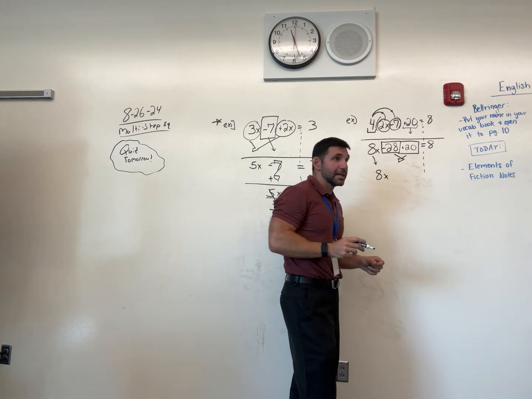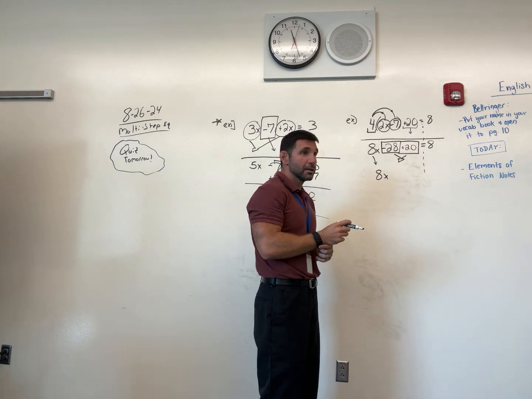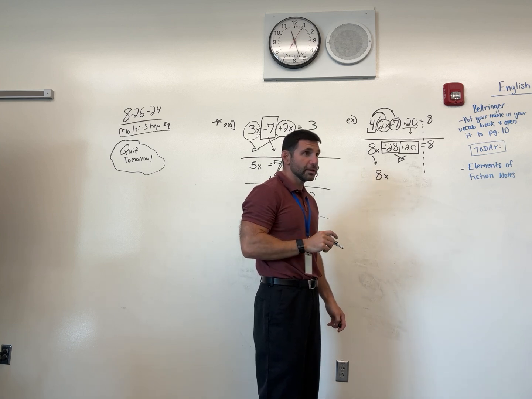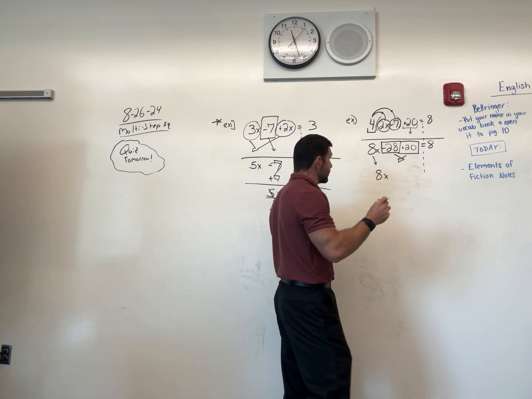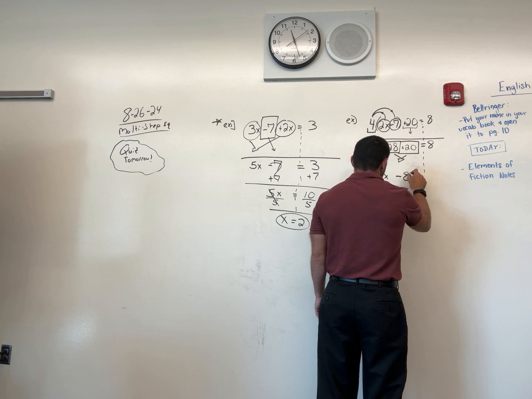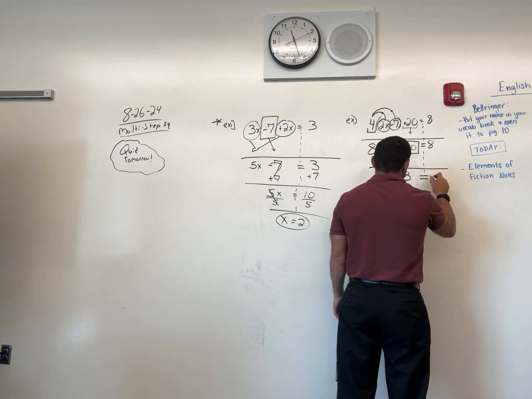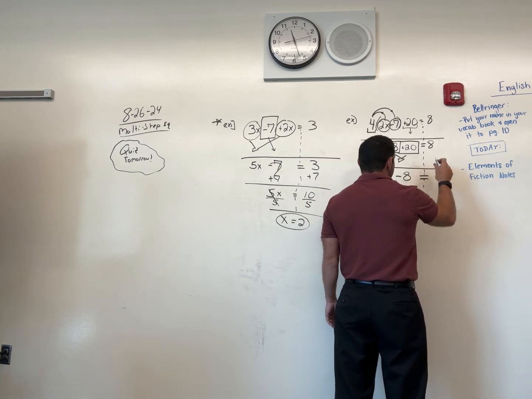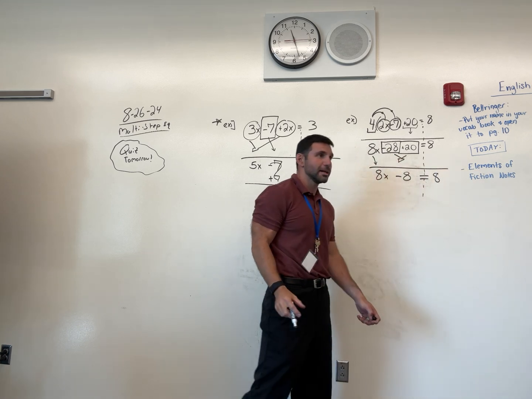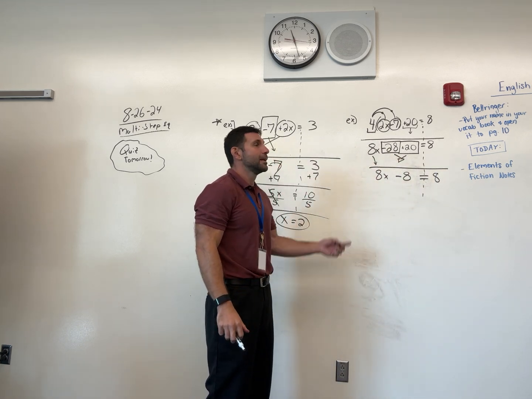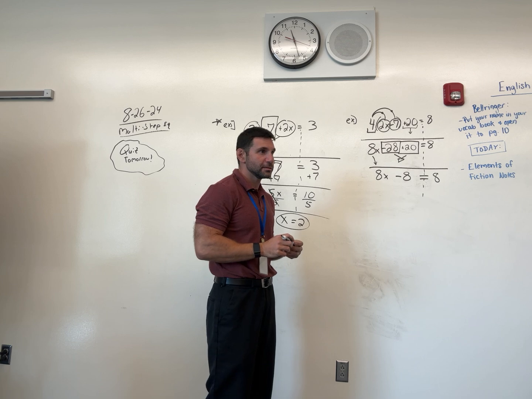Read it and do it exactly like it says. Negative 28 plus 20. Do your calculators. It's going to give me negative 8. Wow, that's a lot of 8s, Mr. H. 8x minus 8 equals 8. Lots of 8s. That's all right. Now we're down to a 2-step equation. Can we solve this? Let's see.